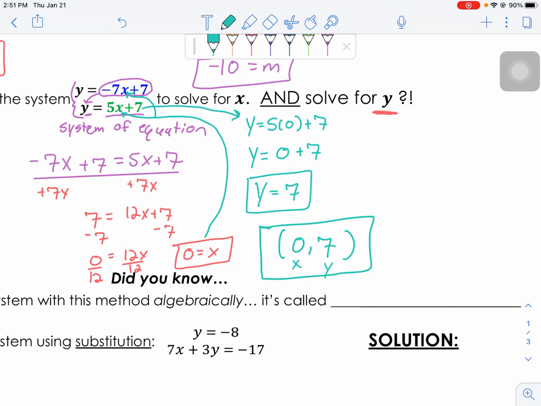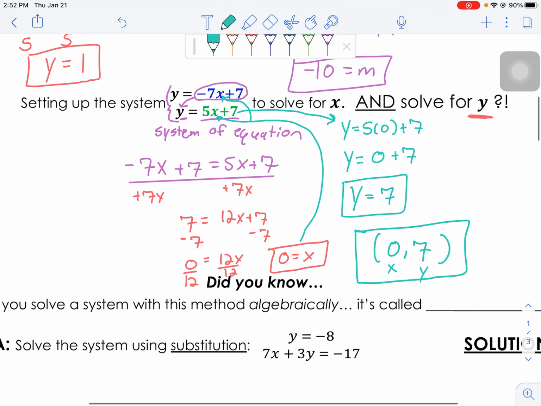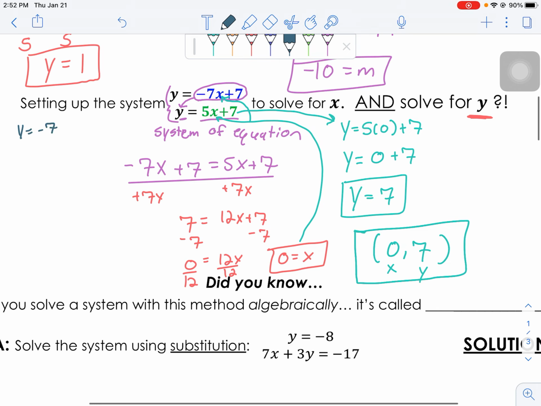All right? So that is how you're going to solve a system of equations with two variables and two equations. Notice that if you would have plugged 0 into the other equation, y equals negative 7 times 0 plus 7, you would have gotten y is equal to 0 plus 7, which also gives us y equal to 7. So it would not have mattered which equation you plugged into. I just picked the second one just because.